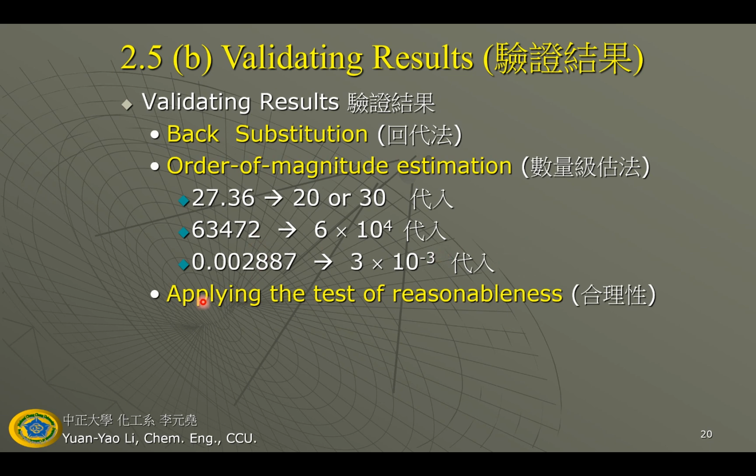The third direction is to apply the test of reasonableness. What does reasonableness mean? If you got an answer for the flow rate, and the flow rate is faster than the speed of light, in that case this is wrong, right? It doesn't make sense. The flow rate of the fluid can't be faster than the speed of light, so you know the answer is wrong.